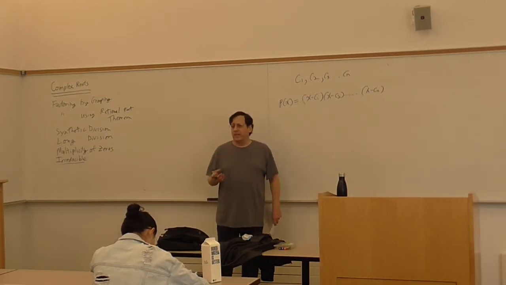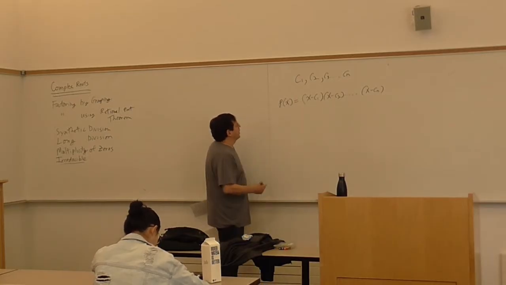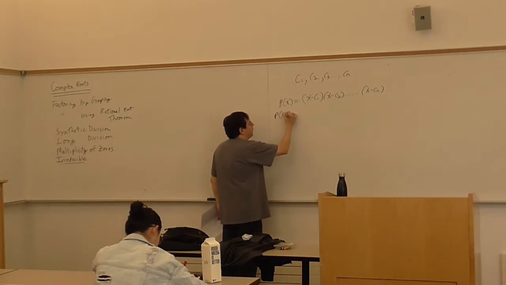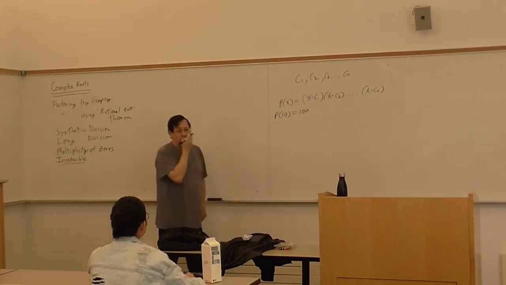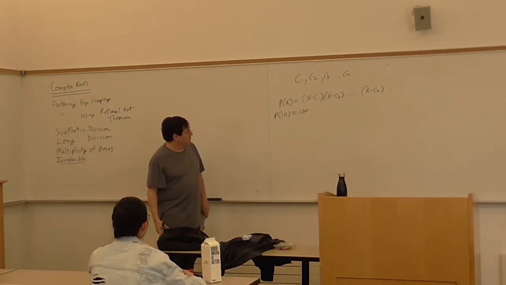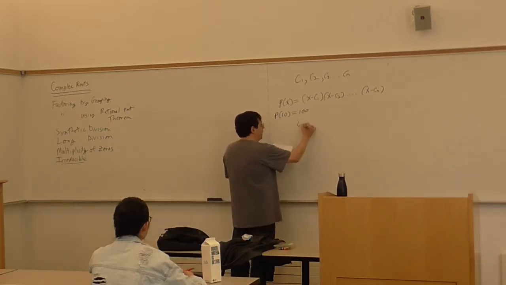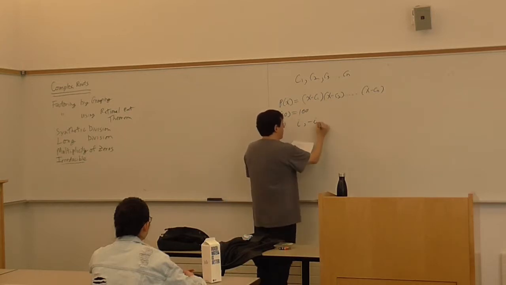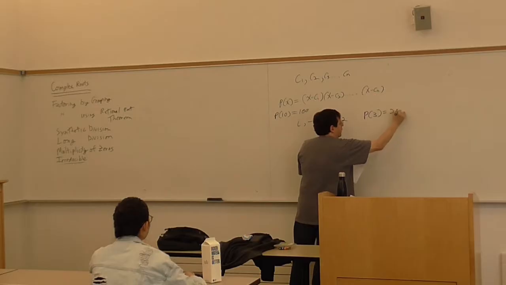Now I could add a constraint here. I could say not only do I want all these to be roots, but let's say I want p of 10, which is not a root, to be 100. I can get away with that. The best way to show you is an example. So here's my example. I want my roots to be i, negative i, 2, and negative 2. But I also want p of 3 to be 25.